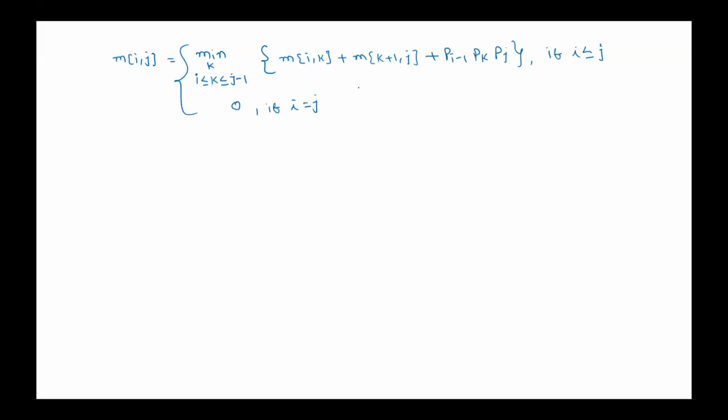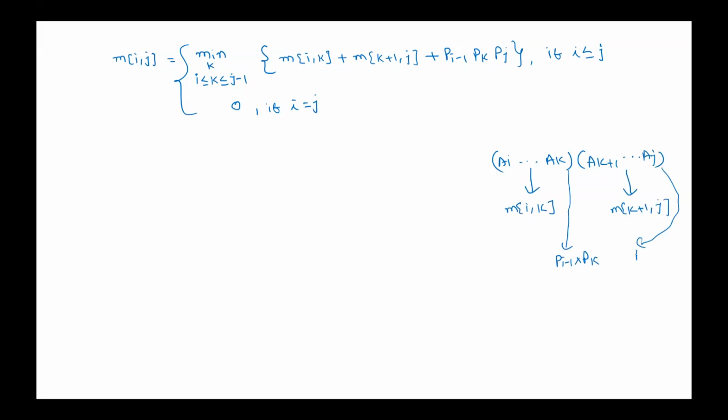Whatever we have done, that means Ai to Ak is one group, and Ak plus 1 to Aj is another group. Here the number of multiplications required is Mik according to our notation. Here the number of multiplications according to our notation is M(k+1),j. After multiplying, this one will have order P(i-1) Pk, and this one will have order Pk Pj. So to multiply the resultant matrices, we require P(i-1) Pk Pj multiplications. That's what I have written.